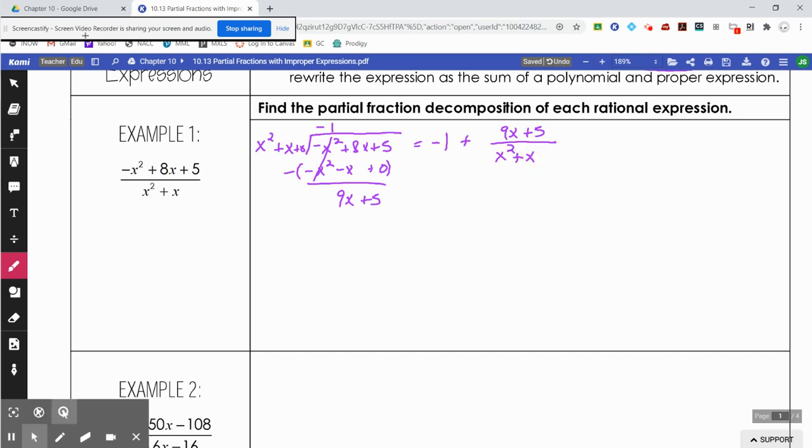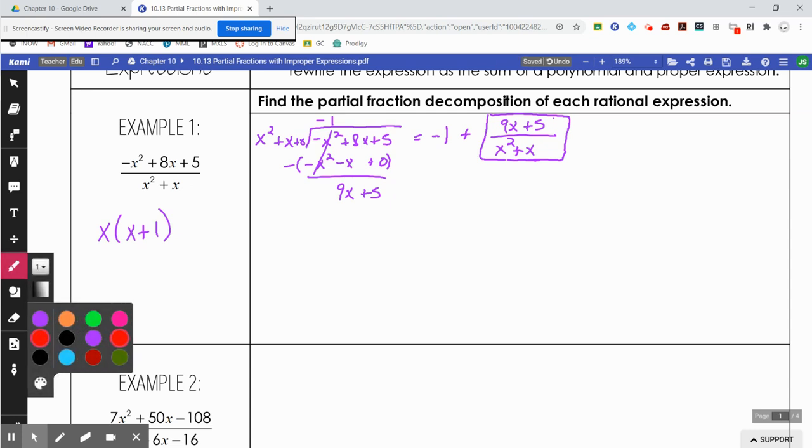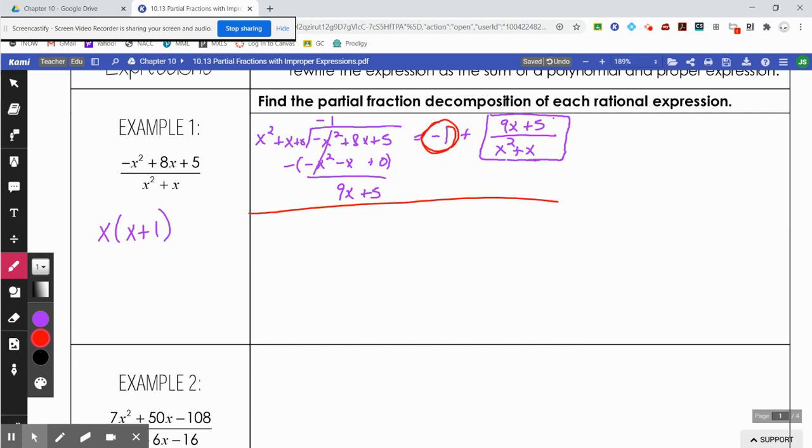So now what you're going to decompose is this part, and we're going to do it exactly like we did last chapter. We're going to go ahead and factor the x squared plus x, and that's going to be x times x plus 1. Let me change colors here. And we're going to leave our negative 1. I'm just going to come down here to the bottom and work this separately. So now we've got 9x plus 5 over x squared plus x. We're going to decompose that into A over x plus B over x plus 1.